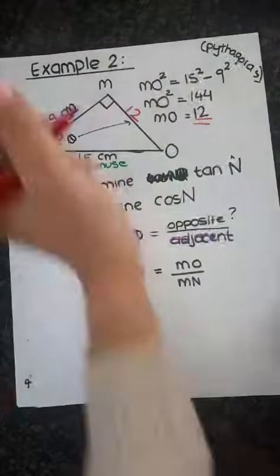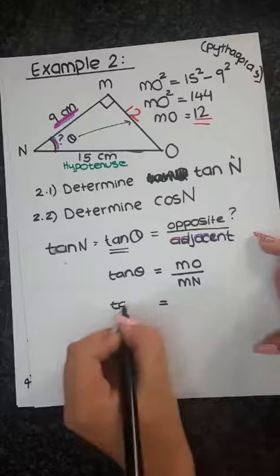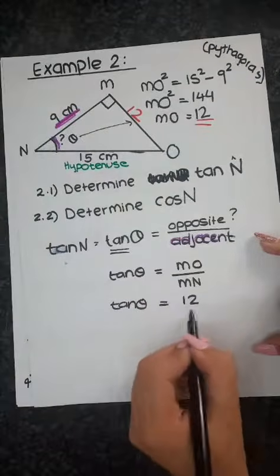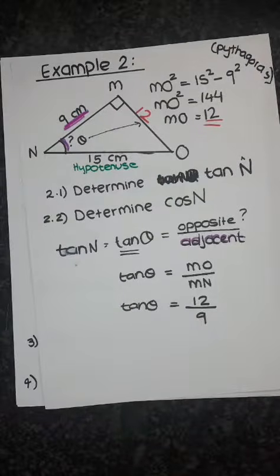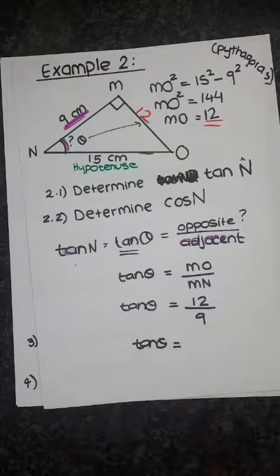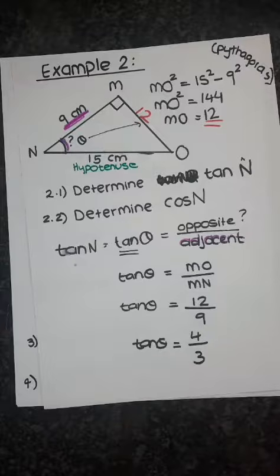There he is, 12. Now I know that tan theta, or tan N, whatever, is equal to 12 over 9. And should I leave it as 12 over 9? No, I can simplify. What is 12 over 9 in its simplest form? 4 over 3. Okay, there we go.